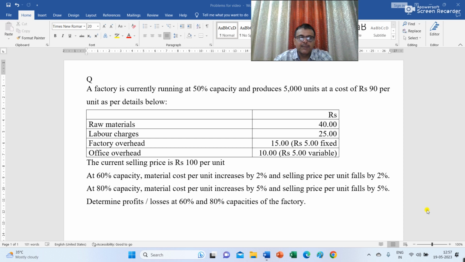At 60% capacity, material cost per unit increases by 2% and selling price per unit falls by 2%. At 80% capacity, material cost per unit increases by 5% and selling price per unit falls by 5%. Determine profit or losses at 60% and 80% capacities of the factory.